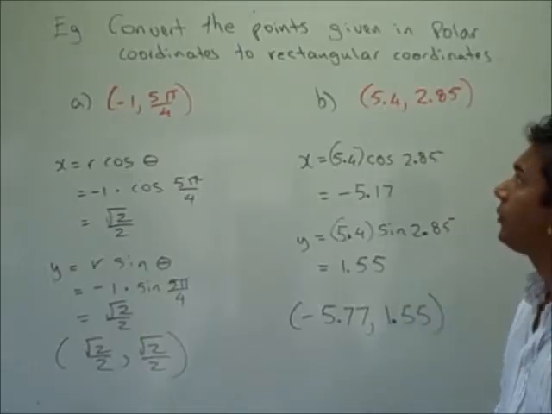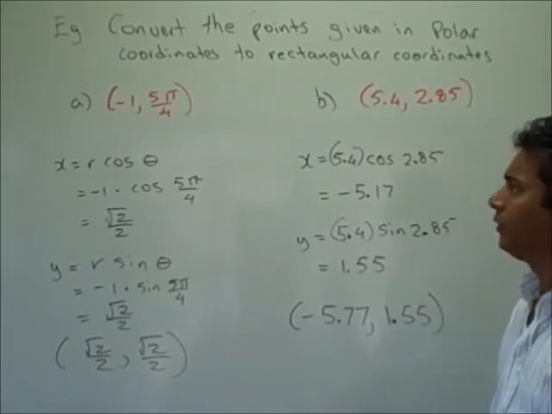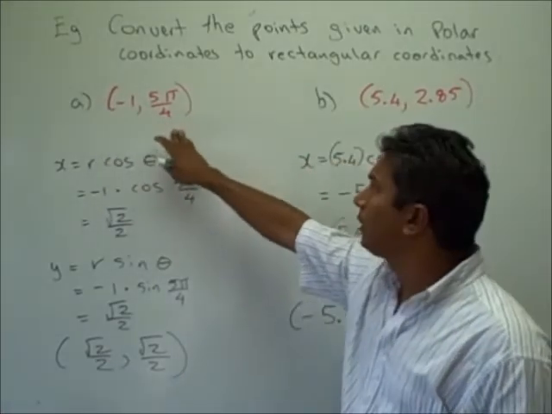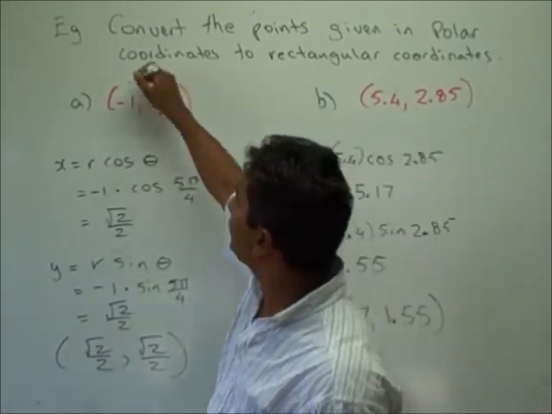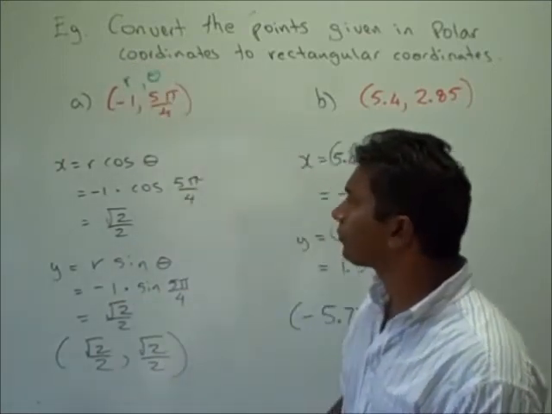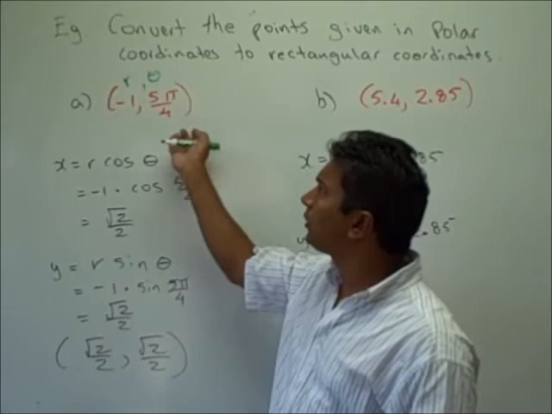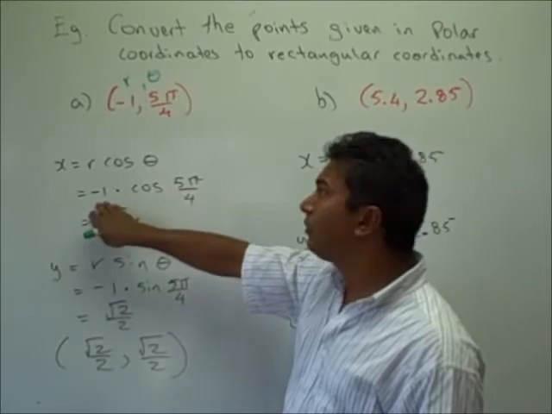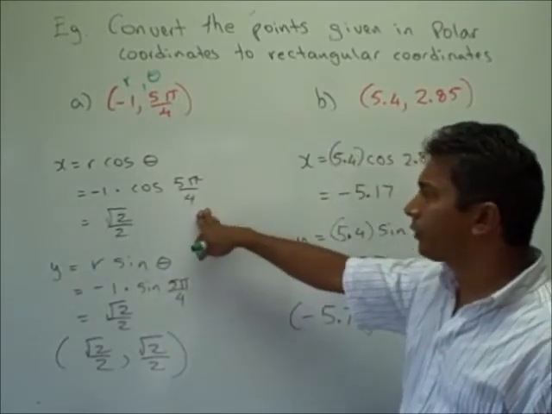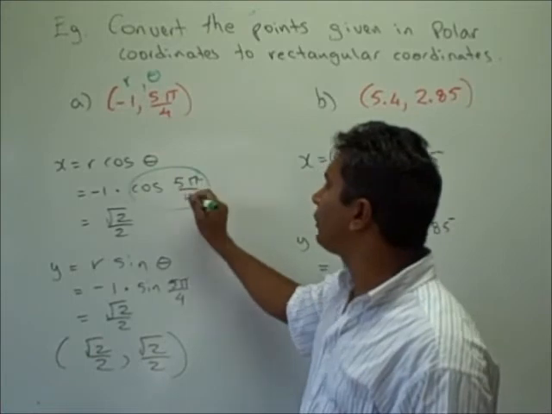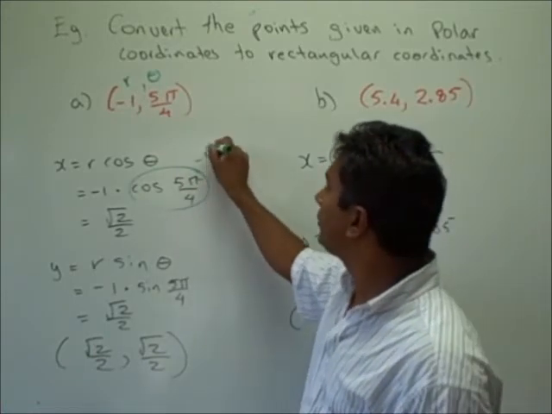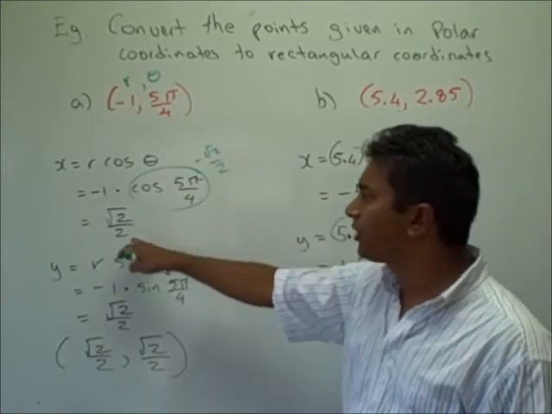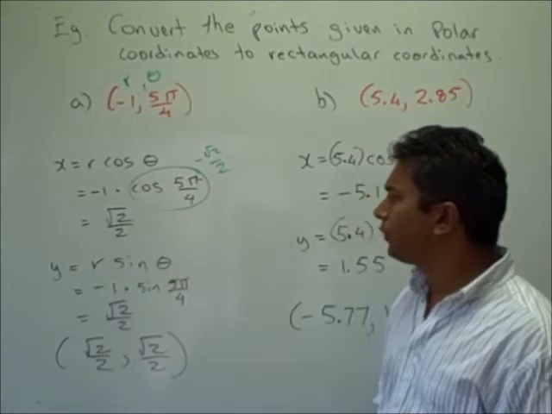Here we have an example of converting polar coordinates to rectangular coordinates. First, we're given a radius of -1 and an angle of 5 pi over 4. So this is our r and theta. We know that to convert from polar to rectangular, x is equal to r times cosine of theta. So here we have -1 times the cosine of 5 pi over 4. We know that the cosine of 5 pi over 4, which is in the third quadrant, is negative square root of 2 over 2. So now we have -1 times negative square root of 2 over 2, which gives us a positive square root of 2 over 2.